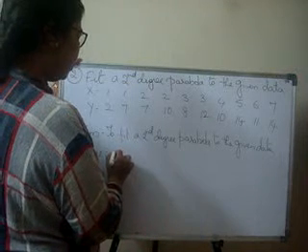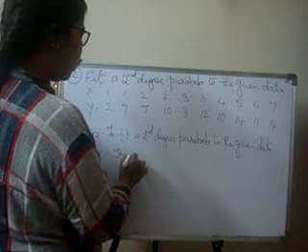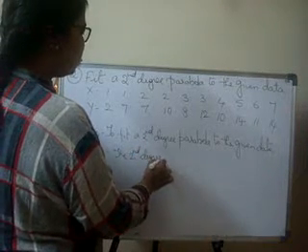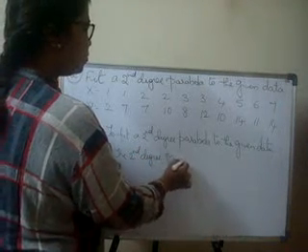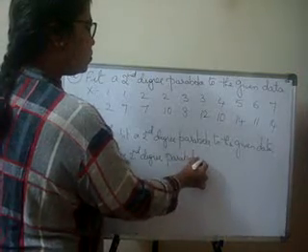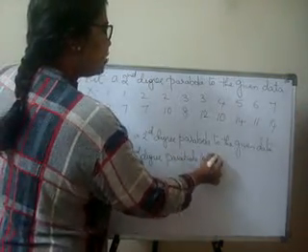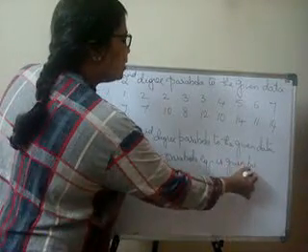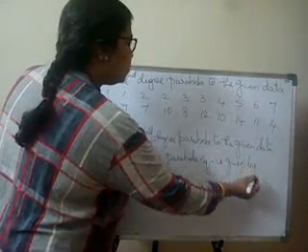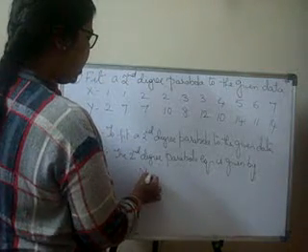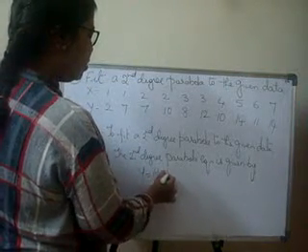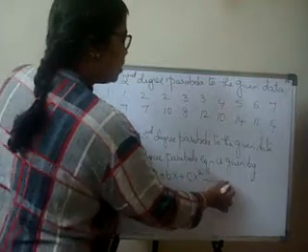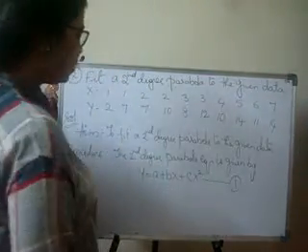What is the second degree parabola equation? The second degree parabola equation is given by y is equal to a plus bx plus cx square. That is equation number 1.